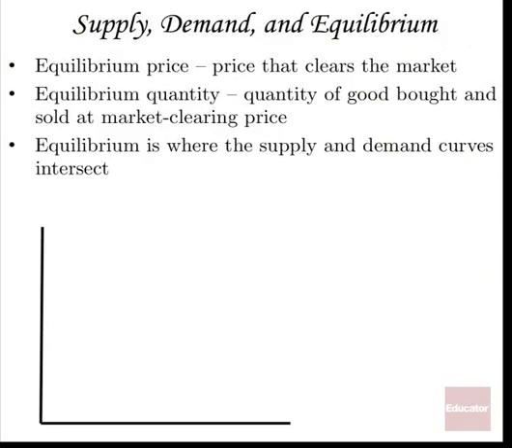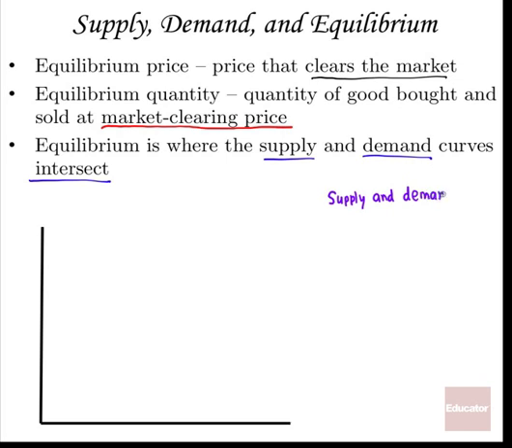So right now, we're going to put supply and demand together. We're going to take a look at the equilibrium price, which is the price that clears the market. We're going to look at the equilibrium quantity, the quantity of a good bought and sold at the market clearing price. So again, we're going to take a look at the quantity and the price here. What is the equilibrium? It's where the supply and demand curves intersect. So let's take a look at an example: this is the supply and demand for gasoline.